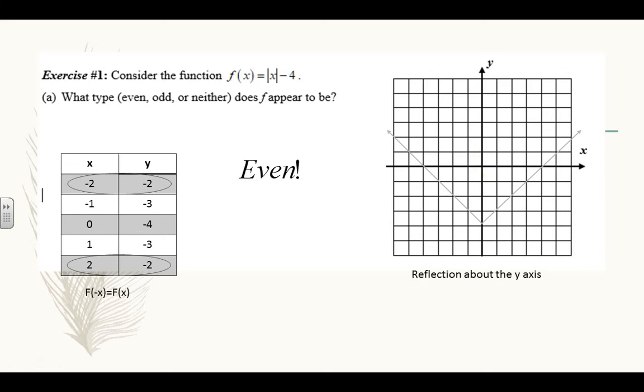Okay, so the notation too is kind of important. F of negative x is the same thing as f of x. And again, we just looked at -2 and +2 to see that.